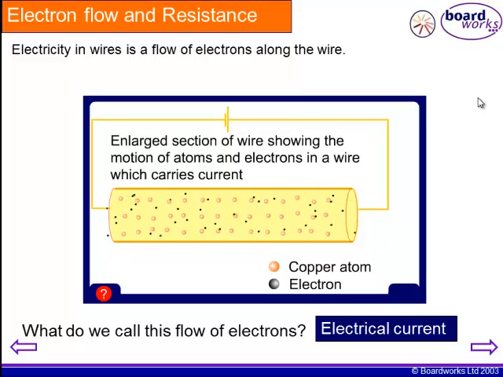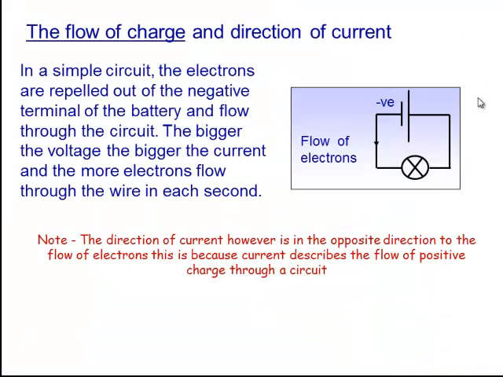Now, just a little note here, an aside to some extent: the flow of charge, so the flow of the electrons, and the direction of the current is often seen as a misconception that these two things are opposite. So what happens is that the flow of electrons goes one way, but the current is shown in the other direction.